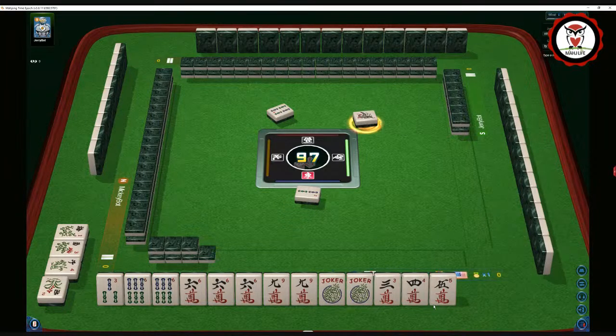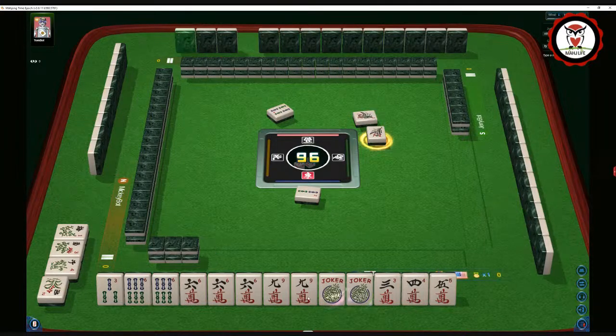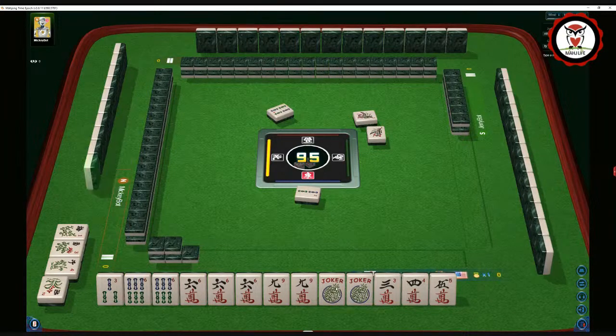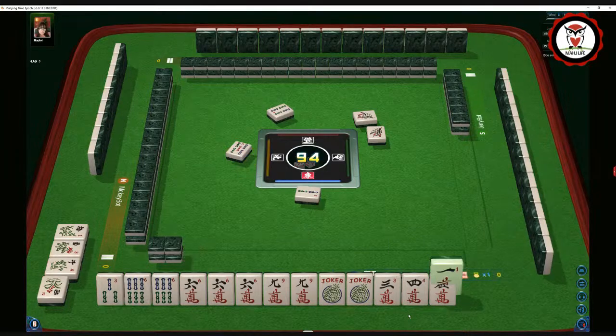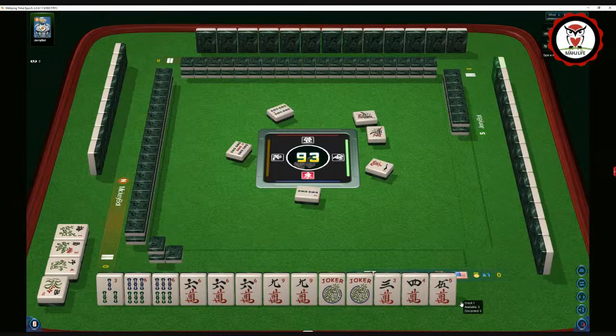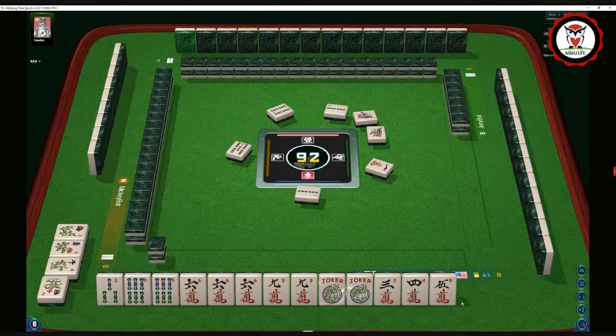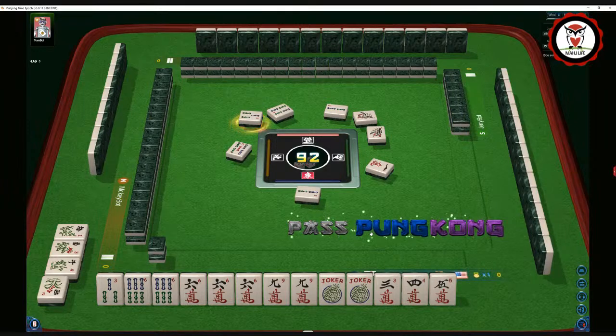1 bamboo. We need a good pick from the wall. 3 bam or 6 bam, or a 9 crack actually would be good, because then we can utilize the jokers. We don't need a 1. 1 character. 2 bamboos. Looks like no one's playing 3 bams. Okay, let's pung. We know what hand we're playing, and we have no gaps.